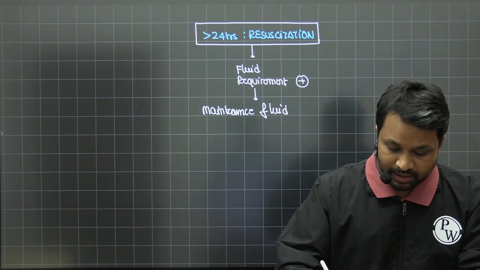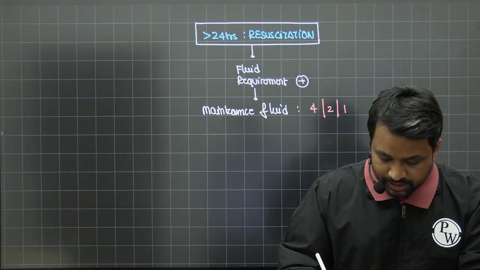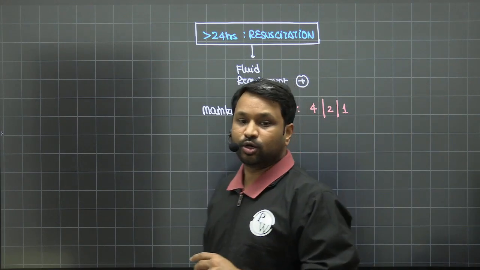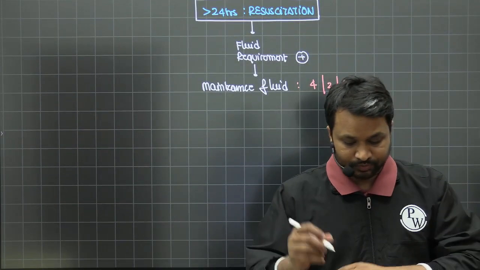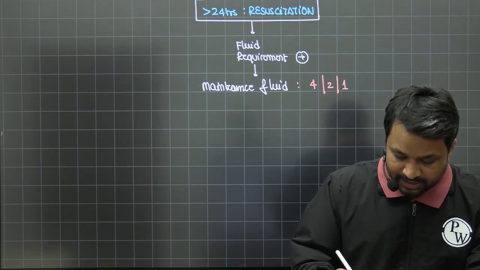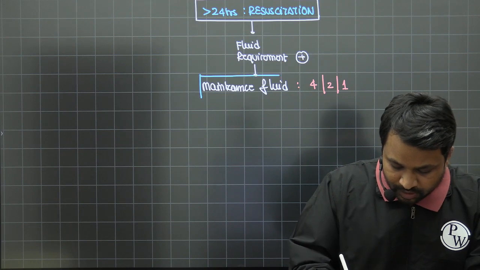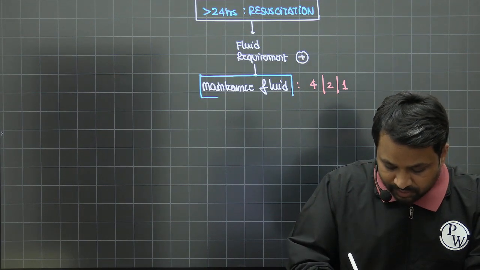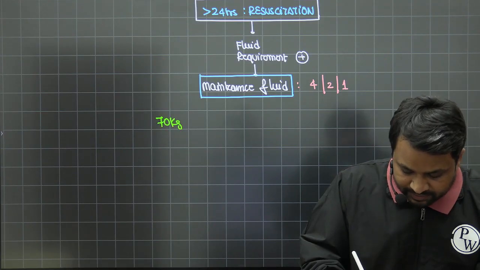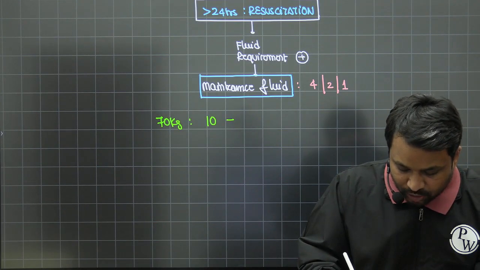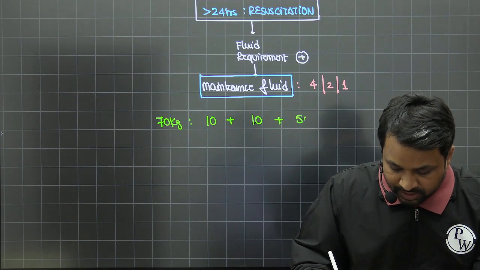Now, how do you calculate the maintenance fluid? The maintenance fluid is calculated with the rule of 4, 2, and 1. Now, what is this 4-2-1 rule of the maintenance fluid? It says that whatever body weight you're looking at, right? Now we'll take our patient's example only. We had a patient who was 70 kilograms. Now the 70 kilogram patient can be written as the first 10 kilograms of body weight, the second 10 kilograms of body weight, and the rest of the body weight is 50 kilograms, right?